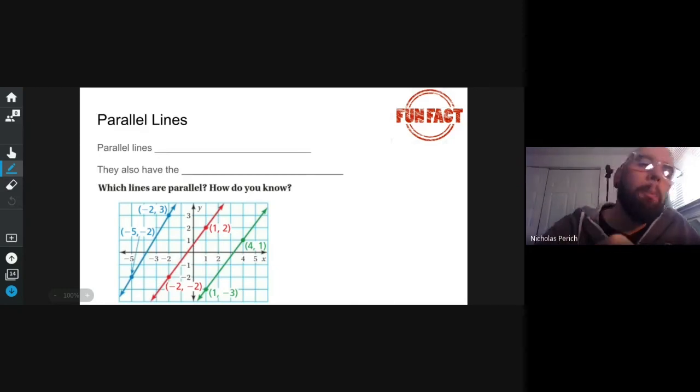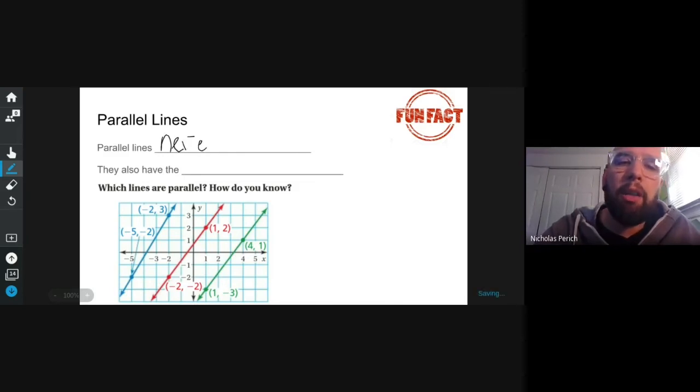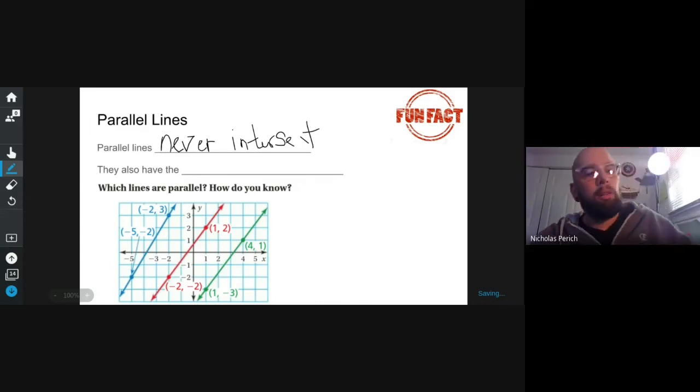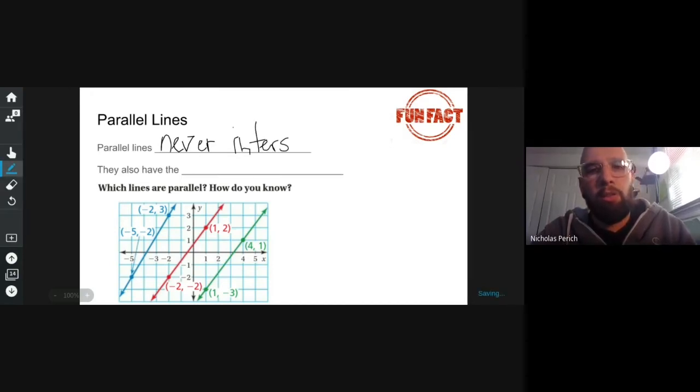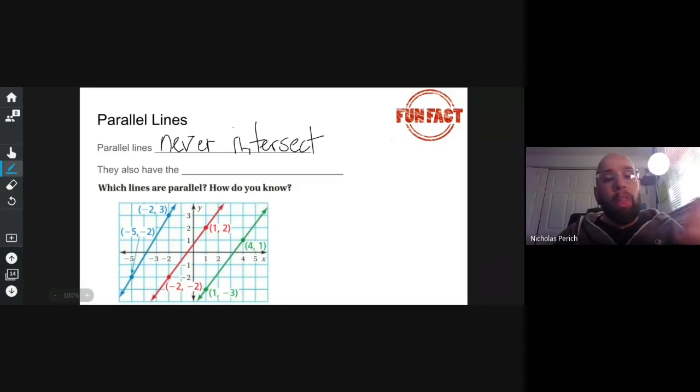Parallel lines. What are parallel lines? Well, those are lines that never intersect. They never run into each other. I forgot how to spell intersect for a second there. Parallel lines are lines that never intersect. They never cross over each other, okay? Except for infinity. But they never intersect. Now, what that means is if they never intersect, that means they have the same slope.